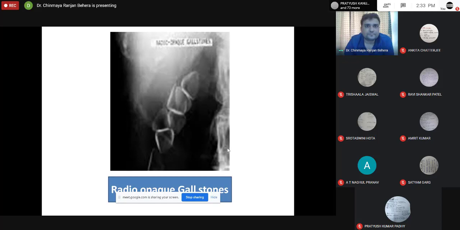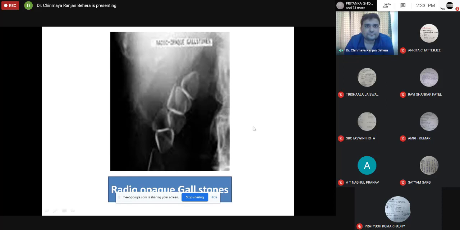But the position here suggests a gallstone. If somebody asks you how you confirm it is a gallstone, you will say, I'll take a lateral X-ray. When you take a lateral film, if it is a gallstone, it will be away from the vertebra, anterior to the vertebra. If it is a renal stone, it will be superimposed on the vertebra. So this is a radio opaque gallstone.